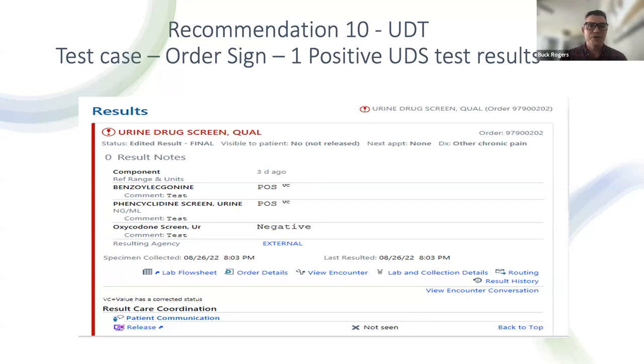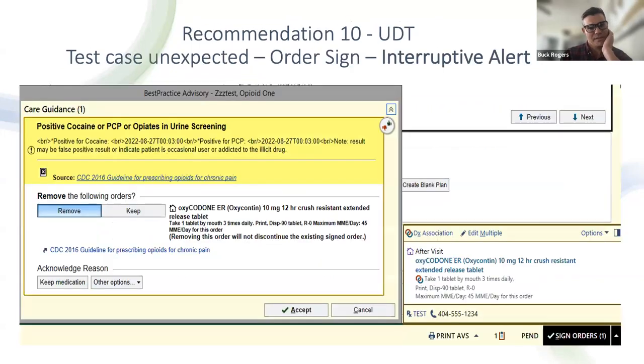So this screenshot is a patient who has a positive PCP and benzo result from a urine drug screening. That is what's triggering our CDS hook, and that is what's pulling the card in, which is showing a pop-up alert, which will be on the next slide, please.